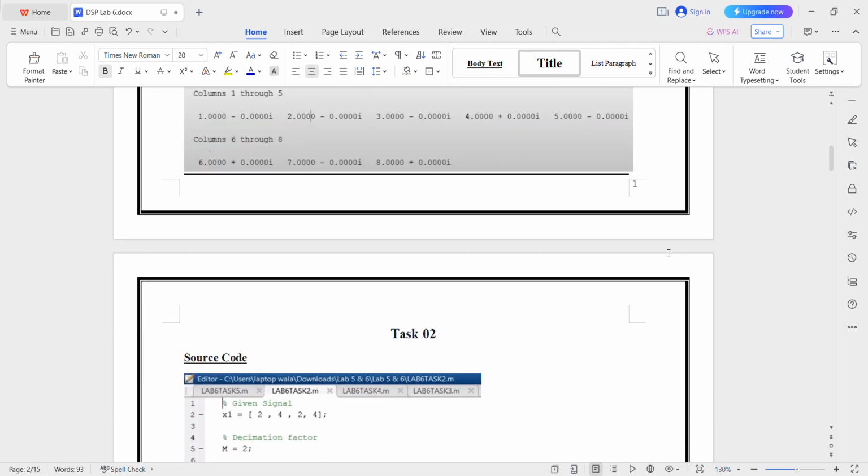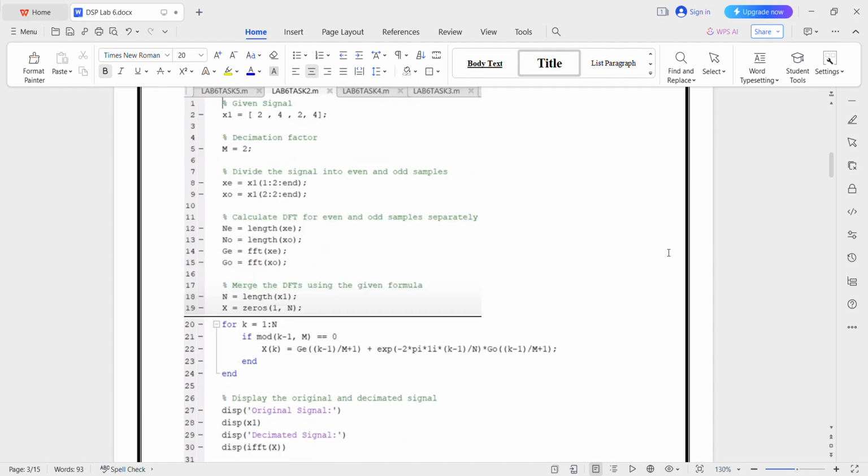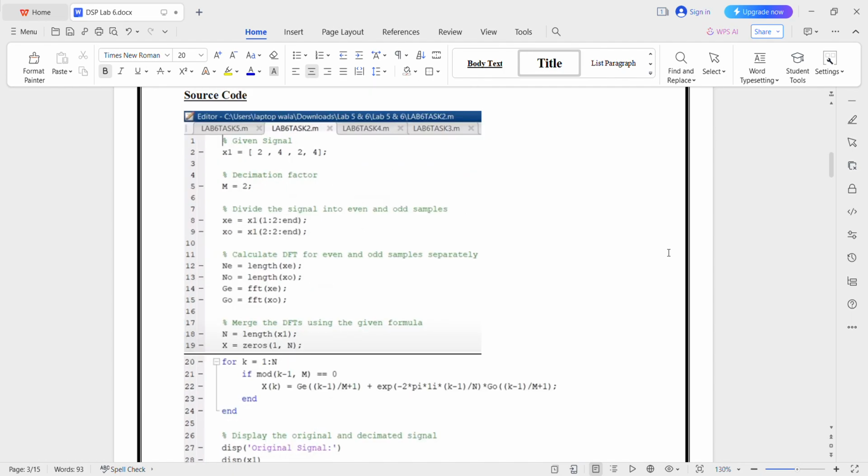Moving towards task 2. This MATLAB code performs signal decimation, calculates the discrete Fourier transform DFT for even and odd samples separately, merges them using a given formula, and compares the resulting DFTs using MATLAB's built-in FFT function. The signal x1 is decimated by a factor of 2. x1 equals 2, 4, 2, 4, separating even and odd samples into XE and XO respectively.